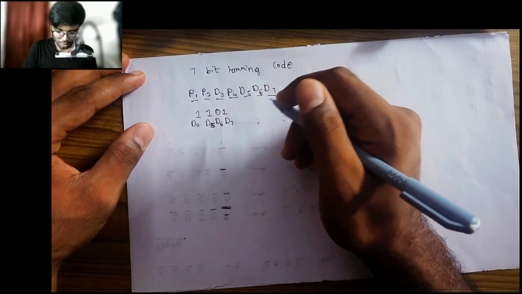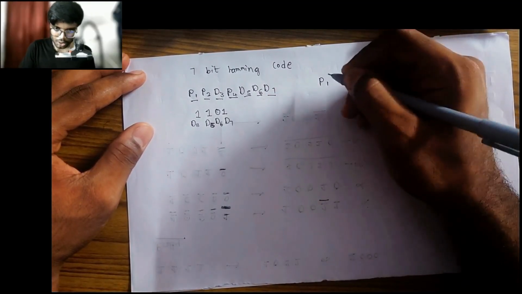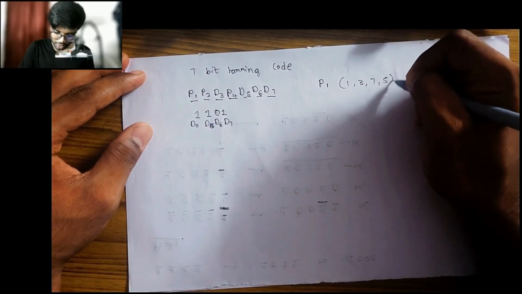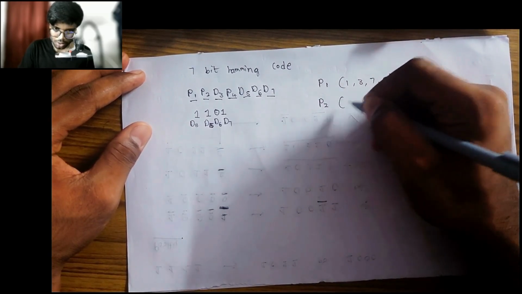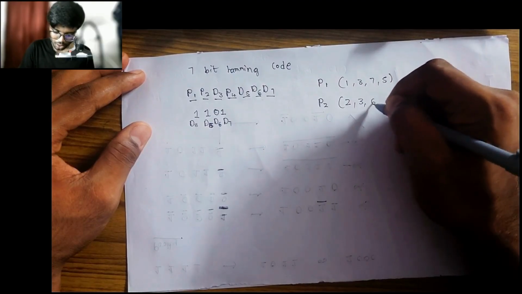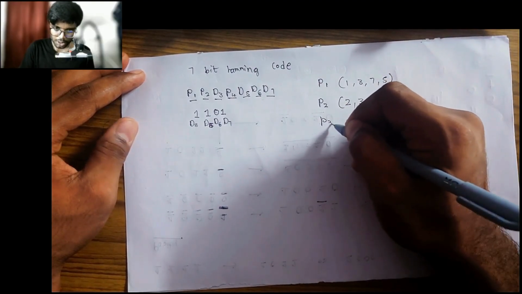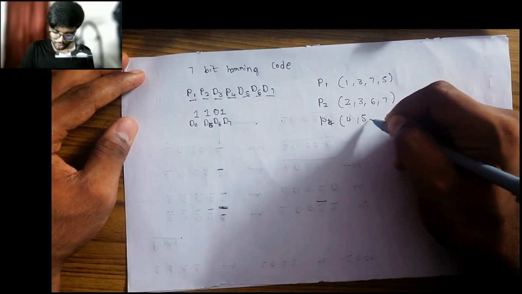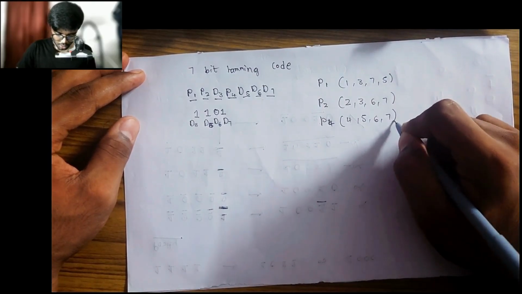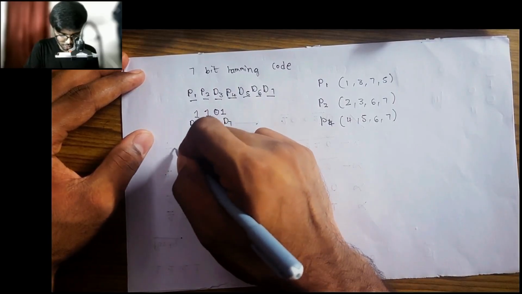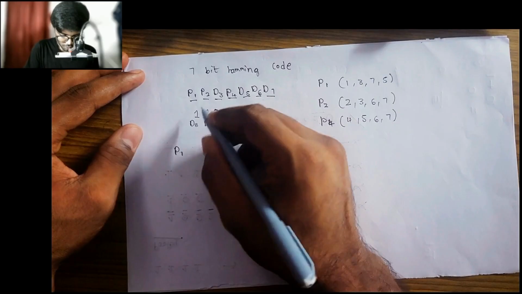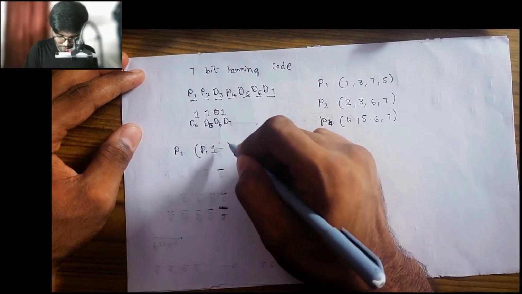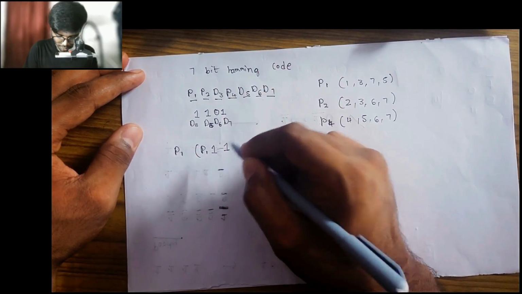Okay. Now the parity bit P1 checks the positions 1, 3, 5 and 7. Parity bit P2 checks the positions 2, 3, 6 and 7. Parity bit P4 checks the positions 4, 5, 6 and 7. From here we can see, for checking parity bit P1, the first bit, that is P1 itself, and the third bit, that is 1, the 7th bit, that is also 1, and the 5th bit, that is 1.